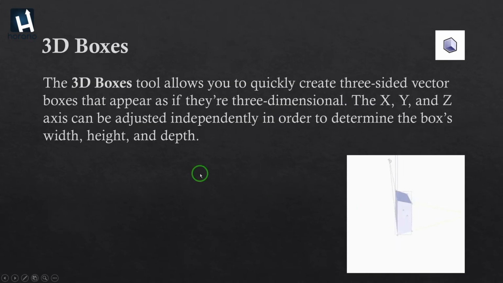The next tool is the 3D boxes tool. The 3D boxes tool allows you to quickly create three-sided vector boxes that appear as if they are three-dimensional. The X, Y and Z axis can be adjusted independently in order to determine the box height, width and depth. So this is just a tool that gives us an introduction to 3D editing. We can configure the X, Y and Z axis ourselves.